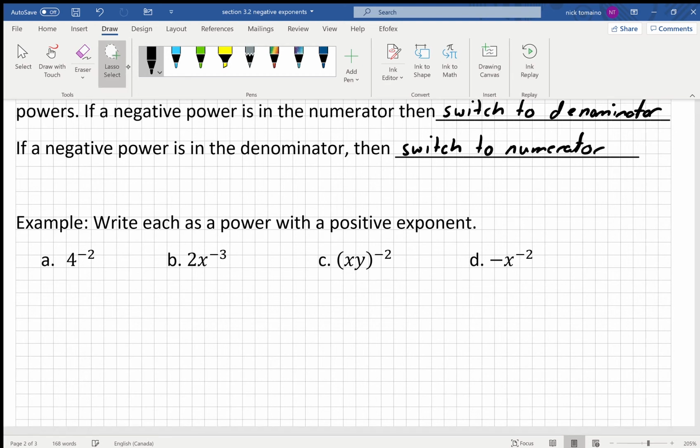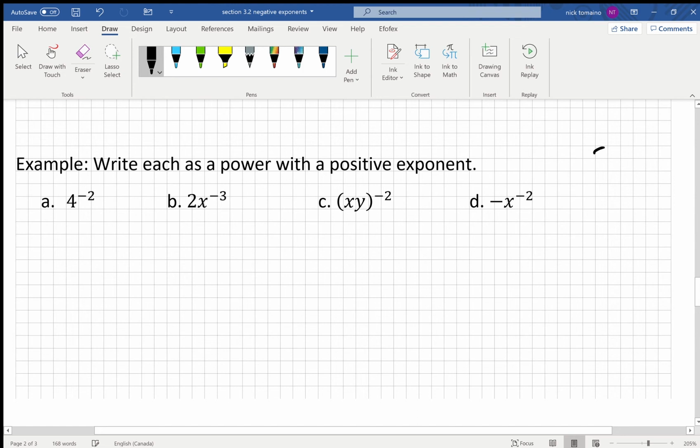Put that back. Beautiful. All right, so example: write each power with a positive exponent, or write each as a positive power, whatever you want to say. So this right here, we have 4 to the negative 2, so we're going to put that in the denominator, so it's going to become 1 over 4 to the positive 2. And I didn't say evaluate, I just want to rewrite it like that.